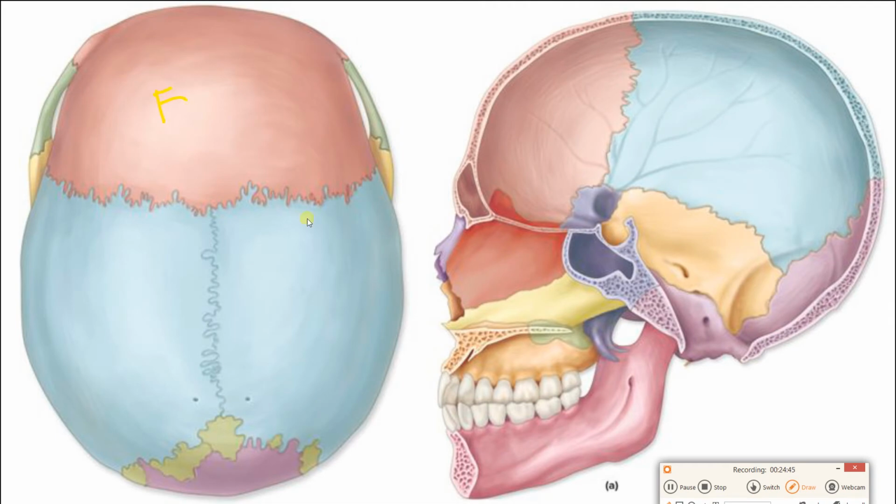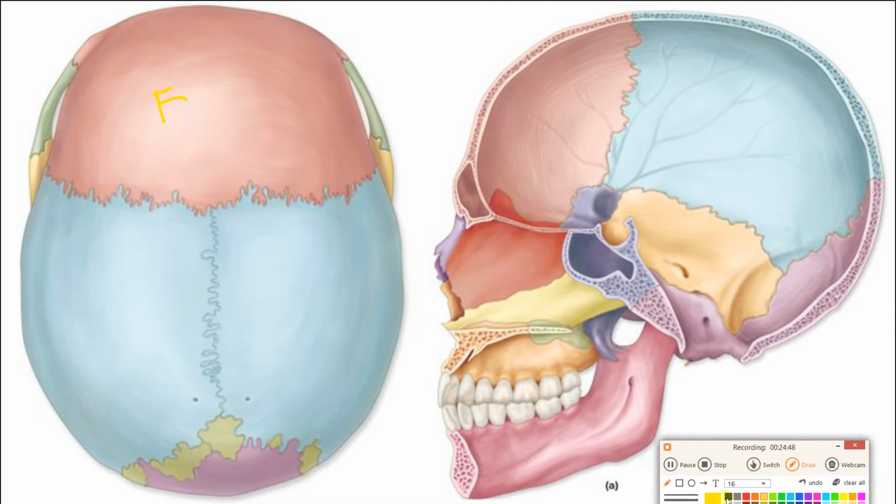So there's my frontal bone from the top view right there. Here are my 2 parietal bones. I can see a little tidbit of temporal right here. I can see an occipital bone back here as well. Now, I also want you to pay attention to the joints between these bones.